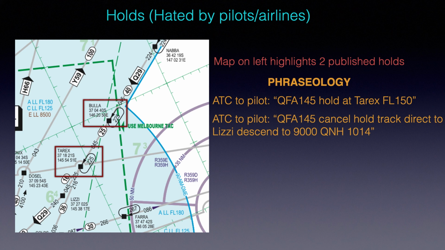So you've got three aircraft stacked up in the hold pattern at Tarex, and they're just going around and around. And then when you see the traffic in front has cleared, then you get the lowest guy, cancel the hold, and descend him down to 9000.